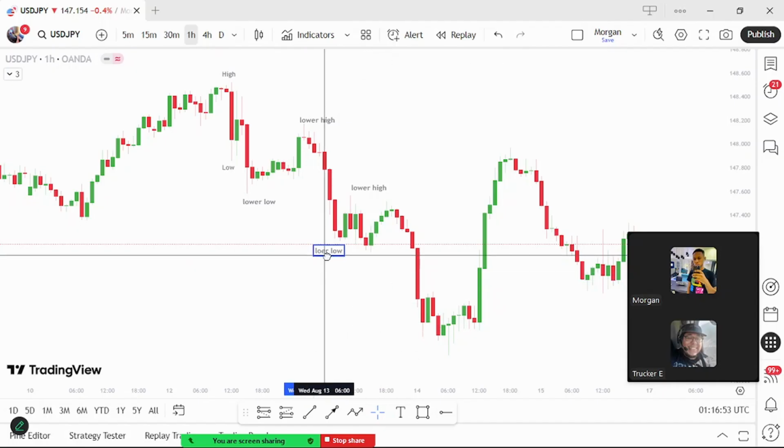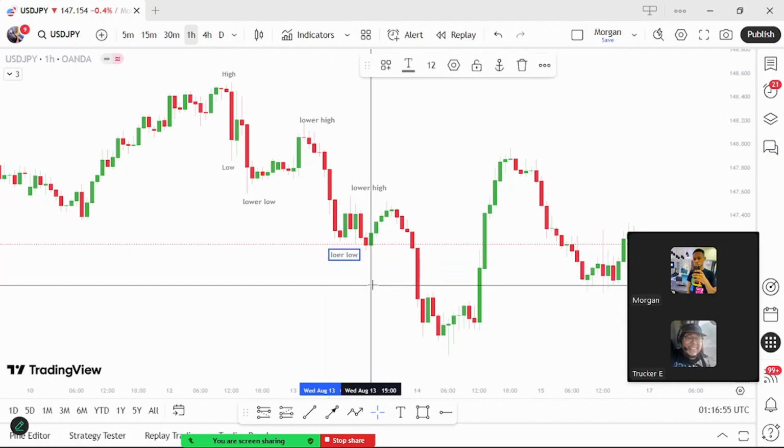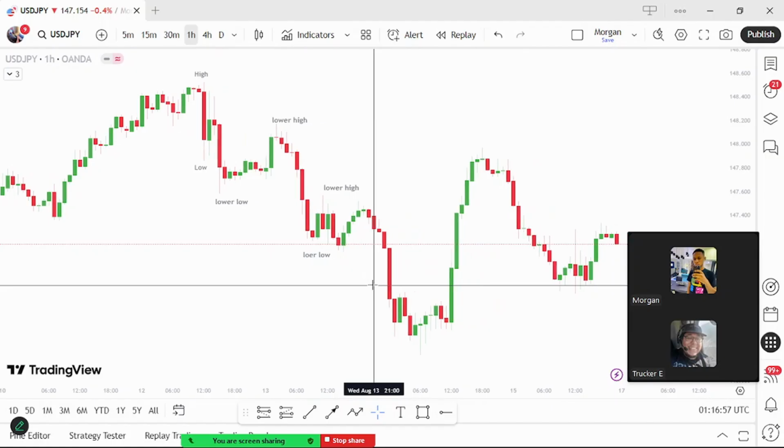So when price is in a downtrend, when price is trending, it's going to keep respecting highs and creating new lows. If price is trending down, it's going to keep respecting highs and creating new lows. That shows that it's in a downtrend. When price is in an uptrend, it's going to keep respecting lows and creating new highs.